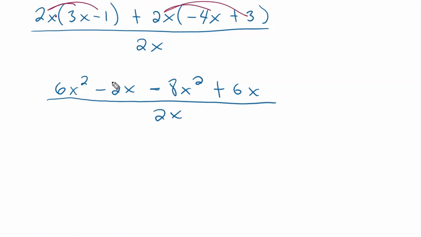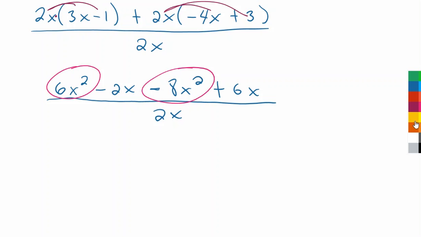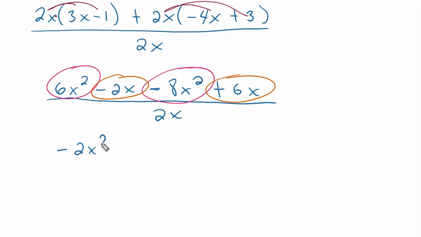Now, the next thing we should do, we could divide everything by 2x right now, but I think it'd be a little easier if we just clean the top up by collecting like terms. So the like terms that we have going on here would be my x squareds, and my x's. So we'll just collect those. So 6x squared minus 8x squared becomes negative 2x squared. And then looking at my orange ones here, with the x terms, negative 2x plus 6x would be positive 4x. Okay, and then that's all over 2x.